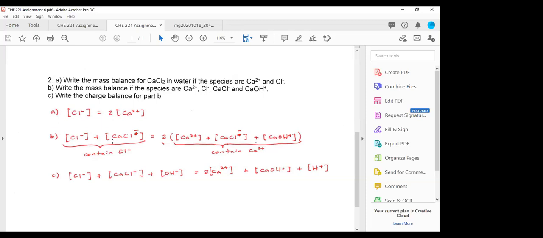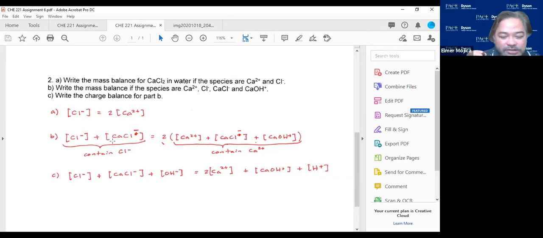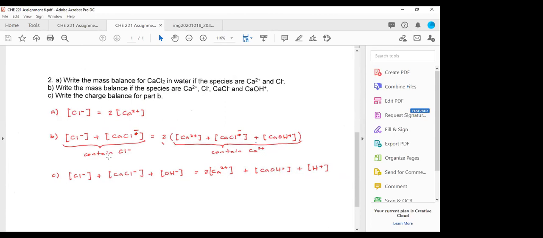And then for part B of the mass balance. Now, I told you the mistake that I have, that should be a plus there. But since I made it into a negative, I just put this as a negative here because the way that we do it is all that contains the chloride on one side, and on the other side, all that contains the calcium. Okay, I get it now.